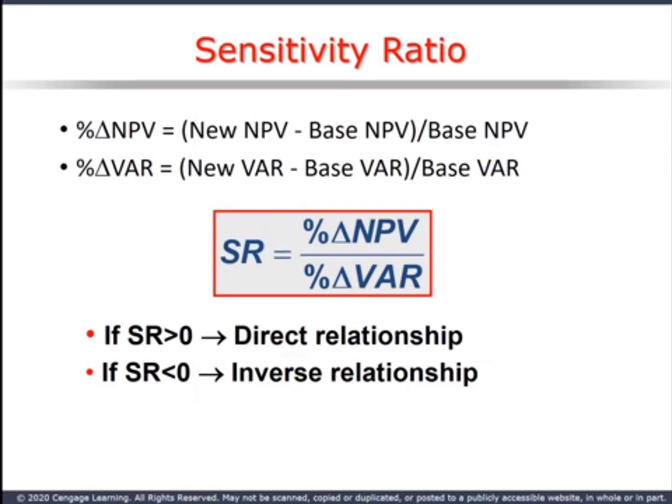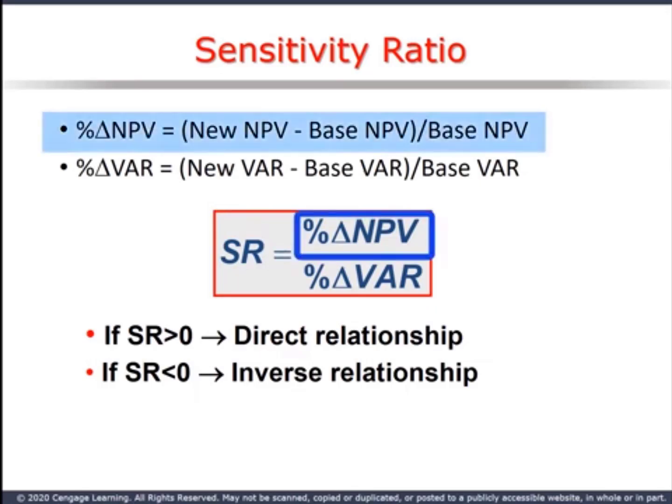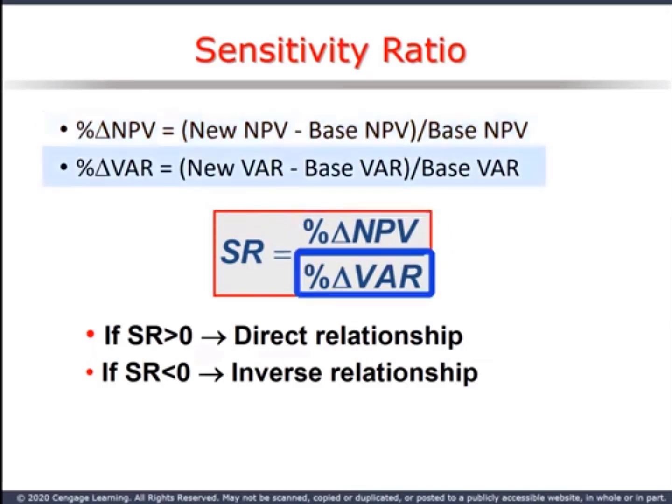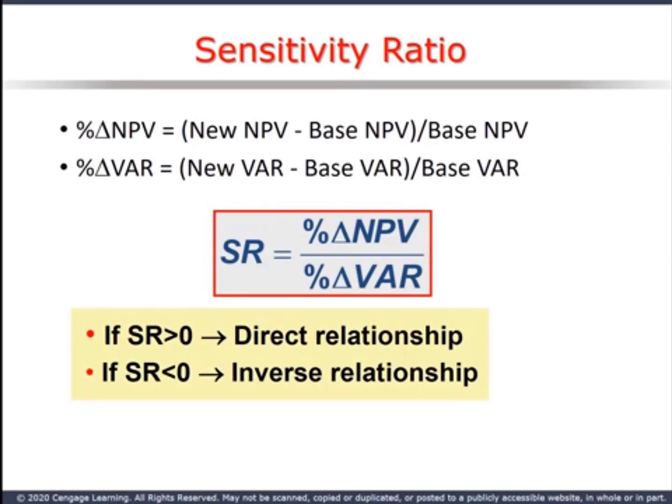To find a sensitivity ratio, we need the percent change in NPV. We need the base NPV and the new NPV. The percent change in the variable of interest, base value of the variable and the new value. We already have the base values, and we can choose the percentage change for the variable, so all we need to calculate is one new NPV, and we can find the sensitivity ratio. If the sensitivity ratio is positive, the relationship is direct. If negative, the relationship is inverse. The largest absolute sensitivity ratio is the variable to focus on.